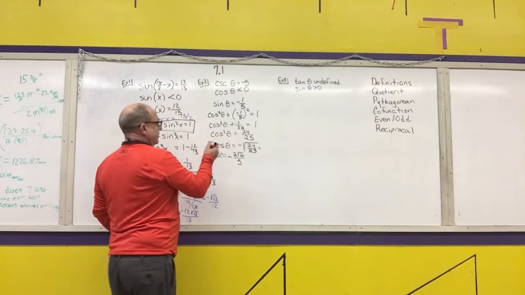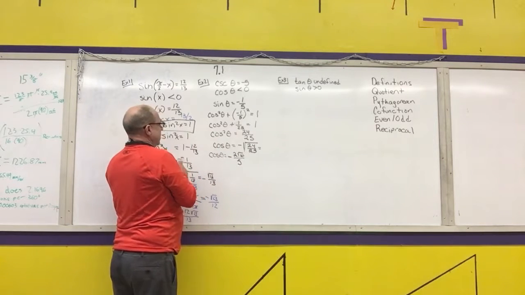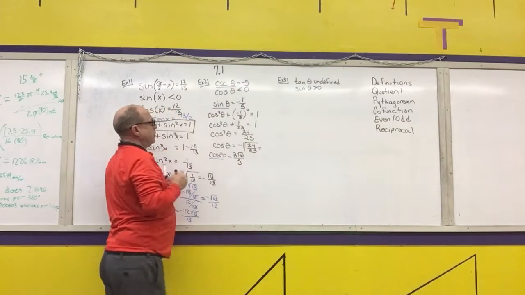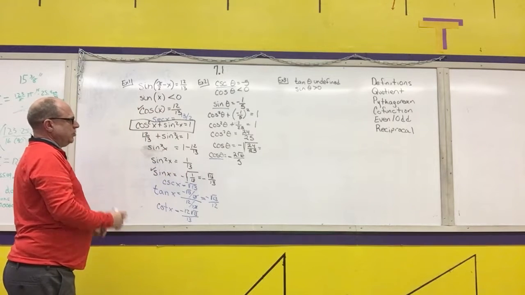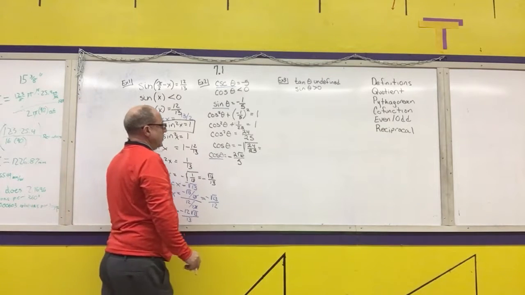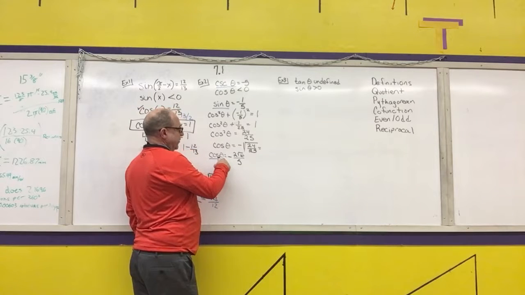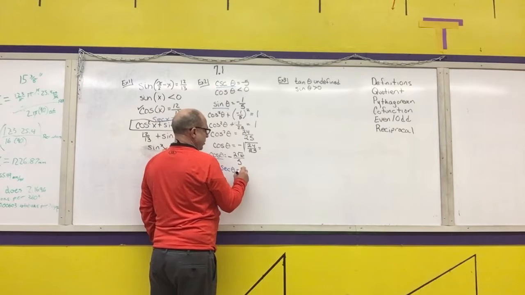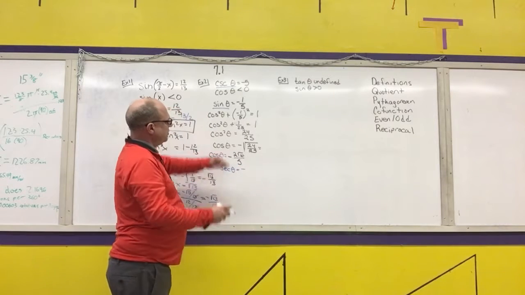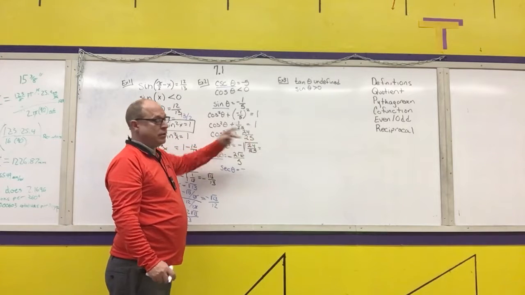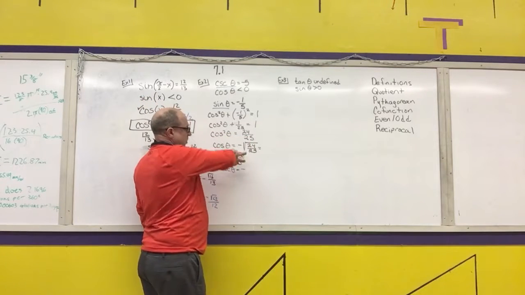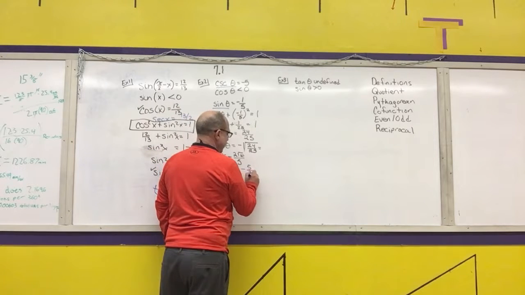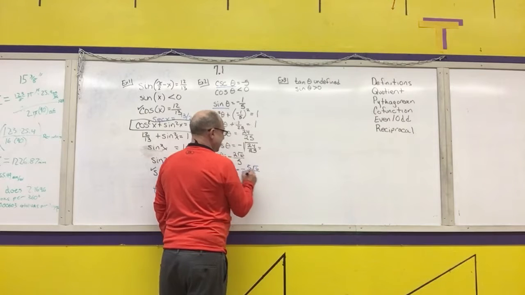Now that I have my sine, my cosine, and my cosecant, I can use our identities to come up with the remaining ones. So I'm going to use the reciprocal identity for cosine and get that secant of theta is equal to negative. And what I'm going to do is flip this one over. So that would be negative 5 over 2 square root of 6.